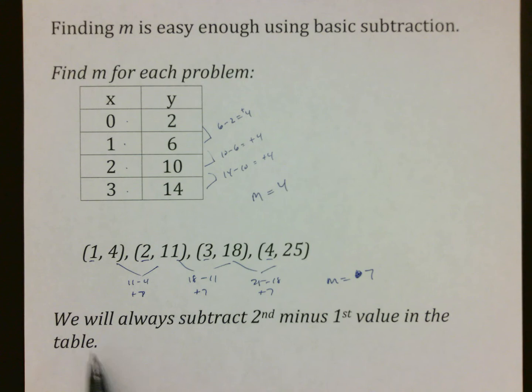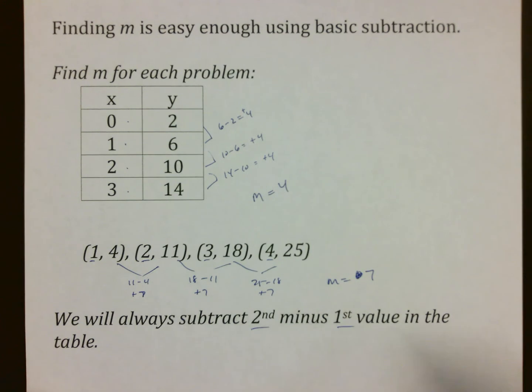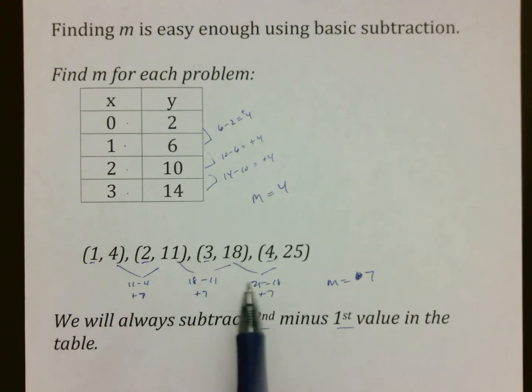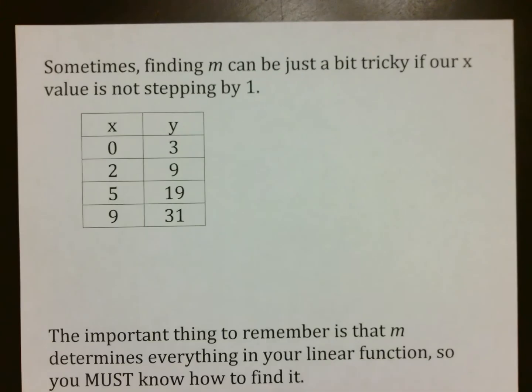The key thing to remember is that you will always do second minus first in the table, or in the ordered pairs. You always do second minus first. Again, 11 minus 4, 18 minus 11, 25 minus 18. Don't flip that around, otherwise it's going to cause you a lot of issues. Plus, it'll help you out before we get to chapter 5 and start actually officially finding the M value for a lot of different ways.